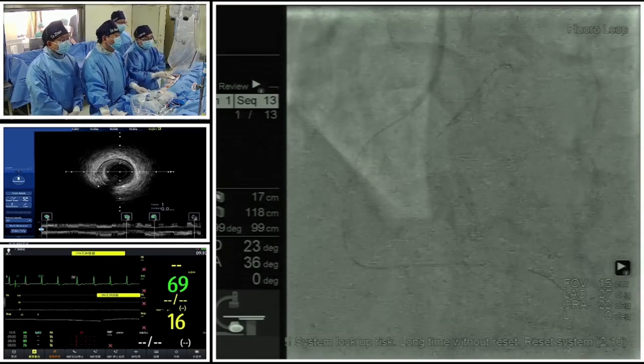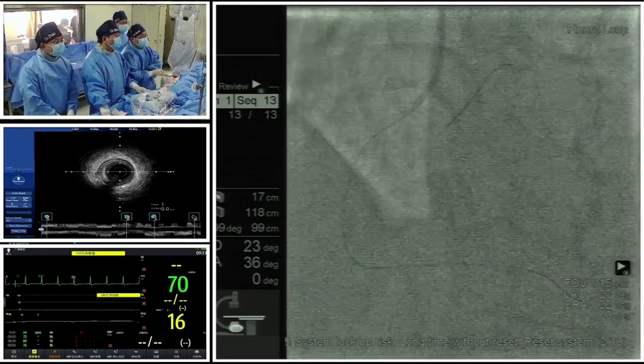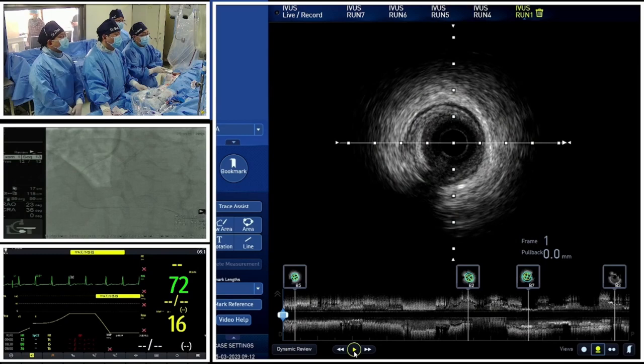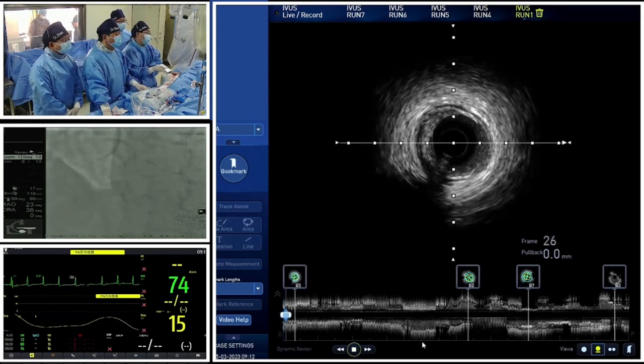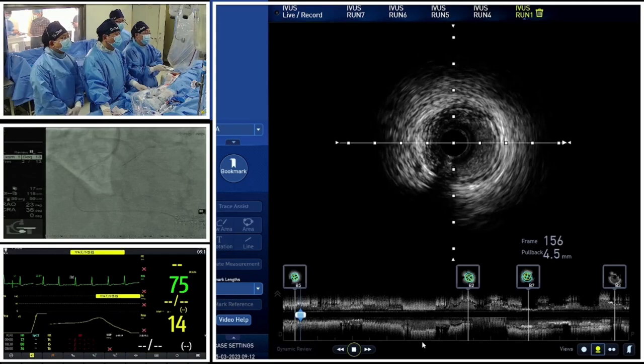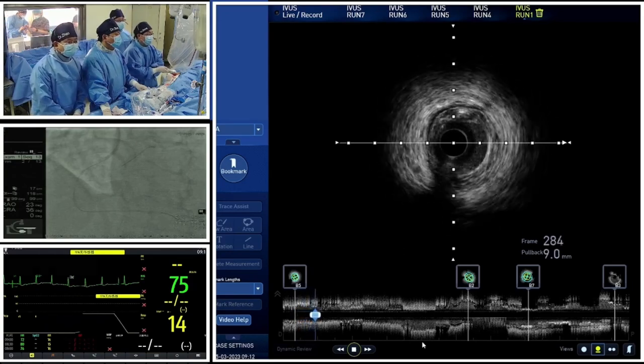Intravascular imaging tells us the morphology of the intracoronary plaque, the plaque distribution, and tells us how to pre-treat the lesion.